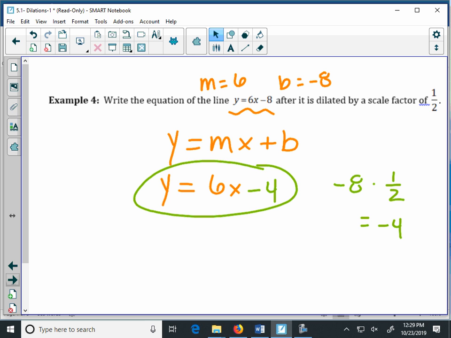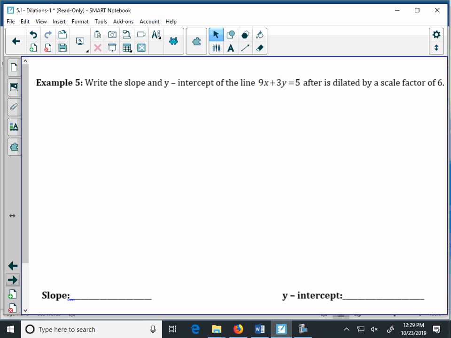One more. We take a look at this one. We want to write the slope and the y-intercept. So we don't need to know the equation. We just need to know the two parts of a line, 9x plus 3y equals 5 after it is dilated by a scale factor of 6. Well, what's the problem here?